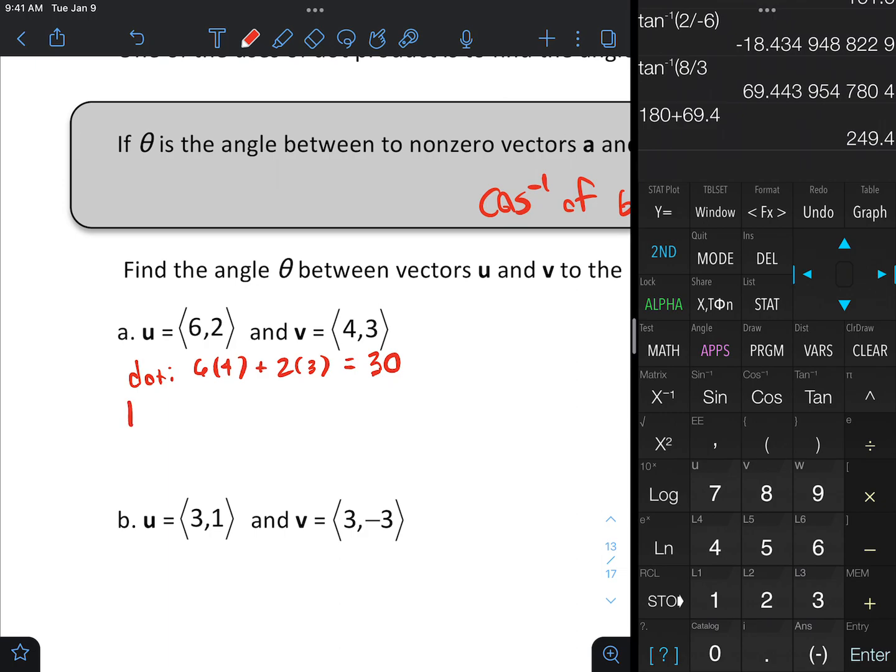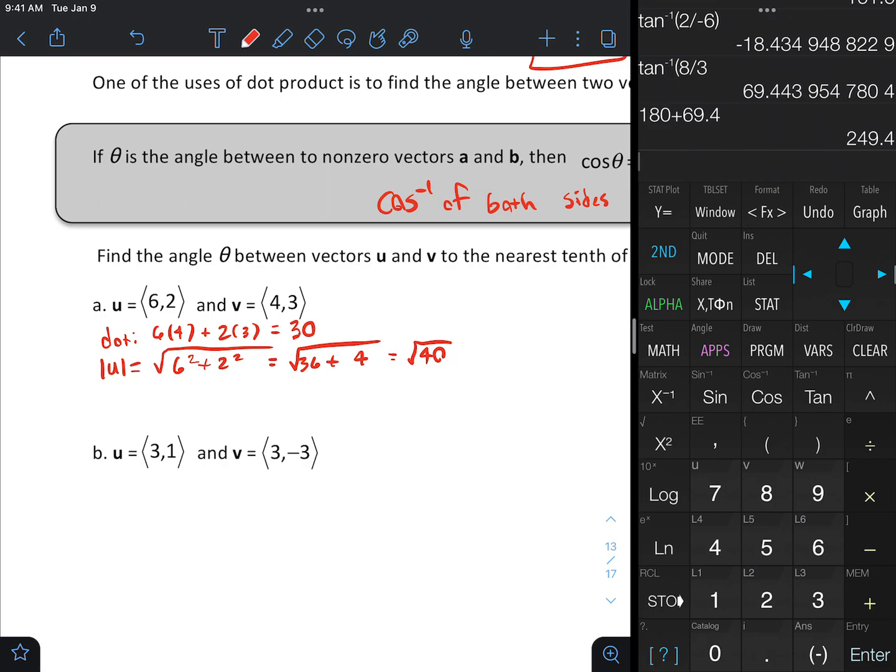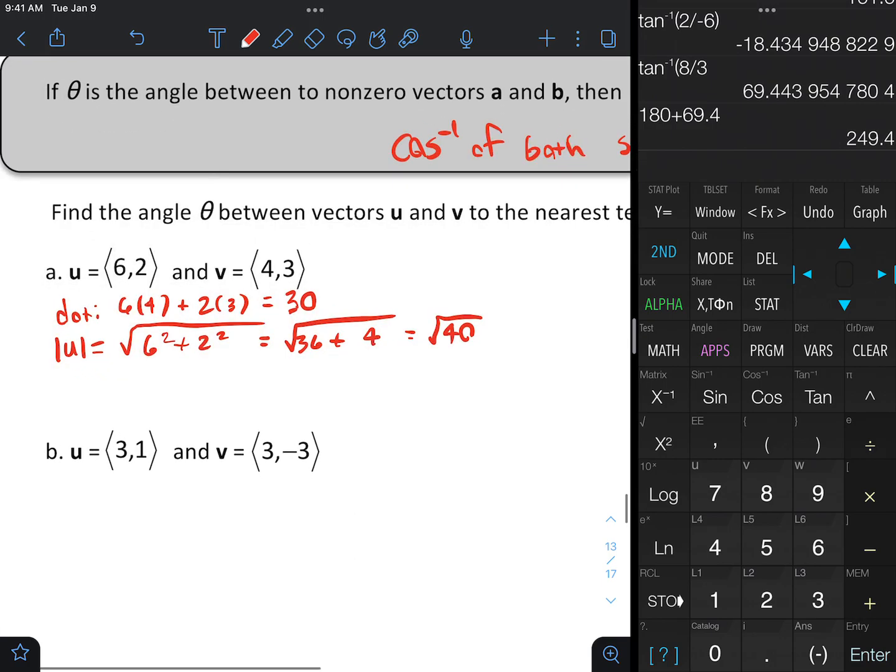Next, we're going to do the magnitude of your first vector, so magnitude of u. Okay, how do we do that? That's where you do the square root of 6 squared plus 2 squared. That would be the square root of 36 plus 4, which is the square root of 40. Now, y'all are going to be tempted to simplify that, but since our answer is going to come out to a decimal anyways, don't worry about breaking down that radical. It's going to be kind of a waste of time, honestly, because our angle most of the time is going to be a decimal anyways.